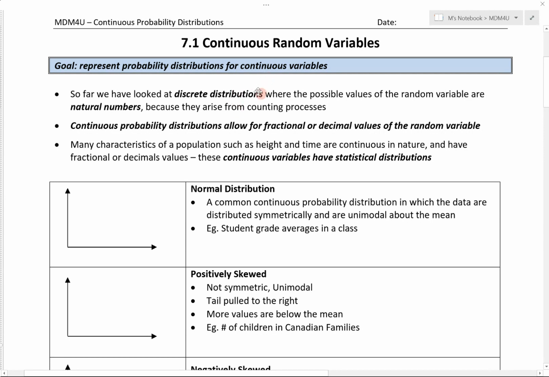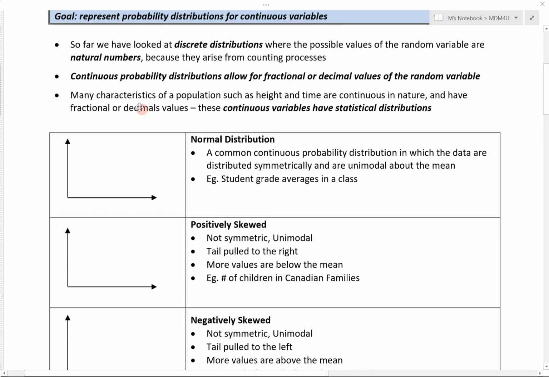They have certain characteristics. I'm going to look at different kinds of continuous random variables here to start off with. But just before I do, I want to explain some examples of continuous variables, such as height or time, because time could be measured in fractions of a second. So we consider these kinds of variables to be continuous. Anything with a fraction or decimal value would be a continuous variable.